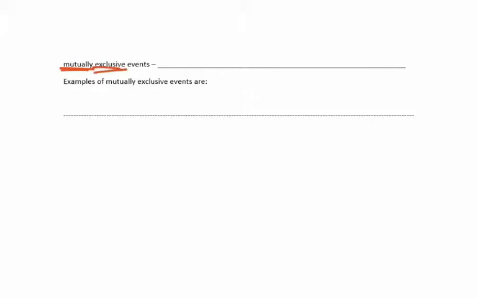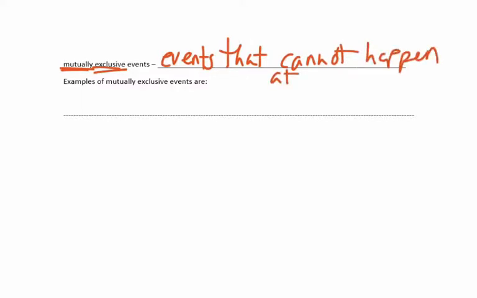Exclusive means to exclude something. And so mutually exclusive events are events that cannot happen at the same time. They exclude each other by virtue of what they are. The first event excludes the second event, and the second excludes the first. It means it happens on both sides. So you get an idea. What would be some mutually exclusive events?